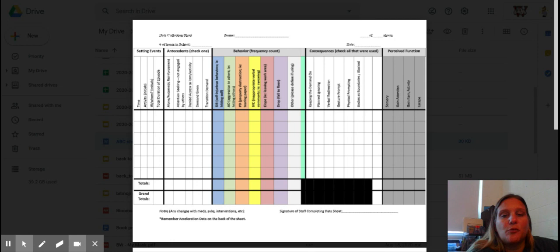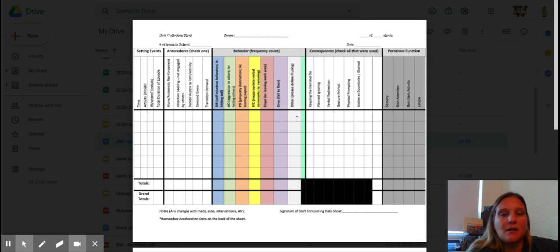IVC stands for inappropriate verbal comments. So this is where your swearing comes in. This could be the volume that the student is talking in. This could be task refusals and things like that. Elopement is leaving the work area without permission. Dropping is obviously falling to the floor from either a seated or a standing position.